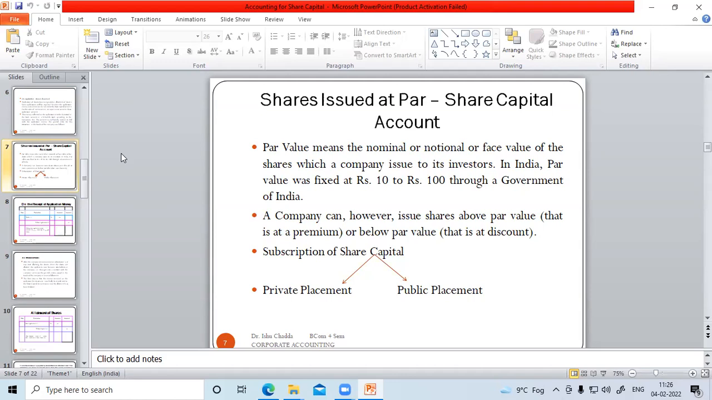So we can subscribe share capital through private placement as well as public placement. Private placement means we are issuing our shares to some selected group of persons, offering an offer letter to a specific group of persons. If we are using the strategy of public placement, that call is open to the general public, and any prospective shareholder can go for this investment.